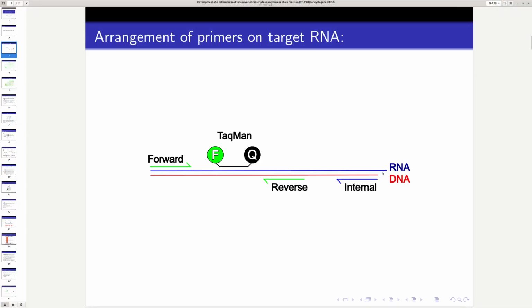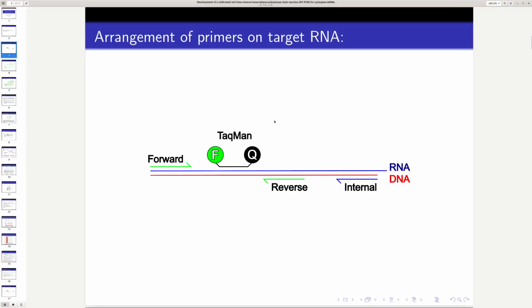Now, the idea is to put this in a tube and then make DNA from it using an internal primer and reverse transcriptase to make this red DNA strand. And then what we're going to do is a TaqMan assay. So this is the guts of a TaqMan assay here. You have a forward primer and a reverse primer and a TaqMan. Now, the TaqMan is interesting because it's a piece of DNA, and at one end it has a quencher, and the other end it's got a fluorophore.